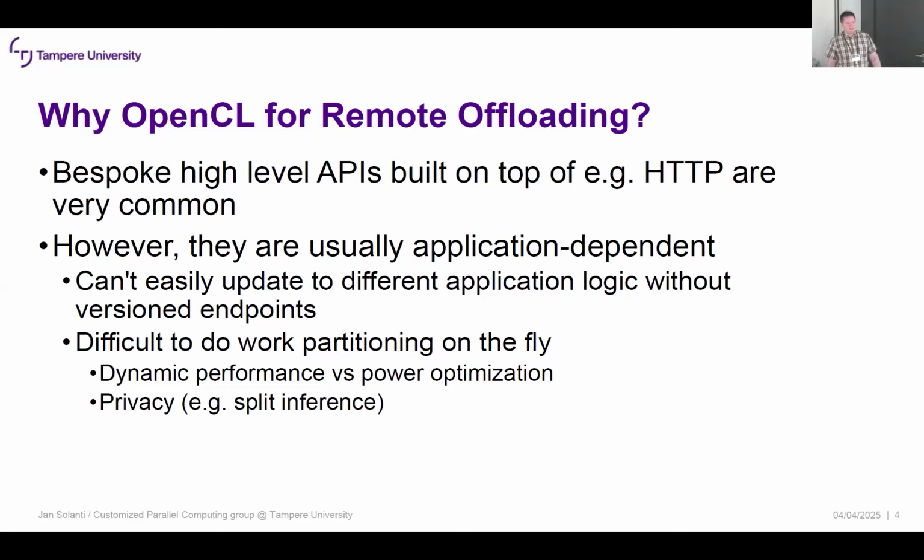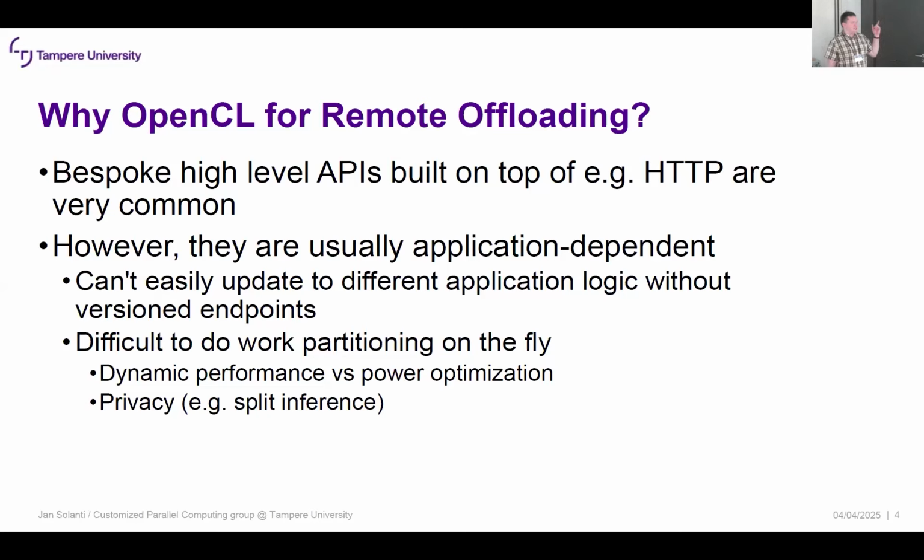And because it's set in stone, the API surface where you do the offloading split, you can't really change it on the fly. For example, if your mobile device has great battery status or is connected to a charger, you might not want to offload that much. But if it's running low on power, you might want to conserve power and offload more.